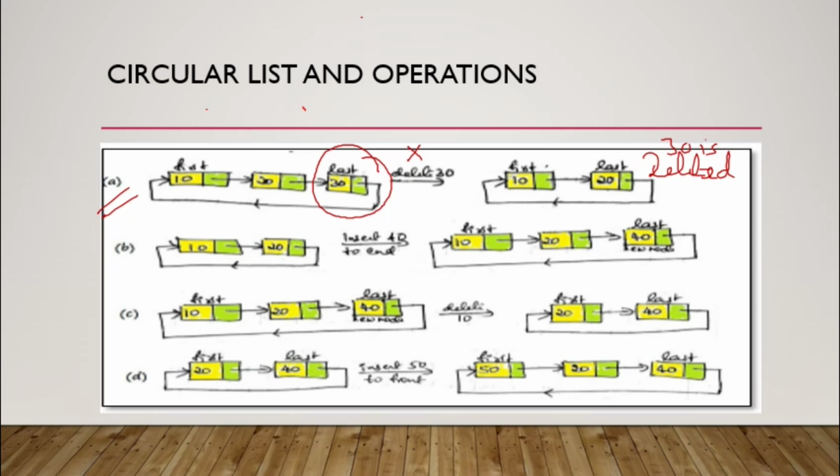The next one is exactly the other way around. The 20 is there, and we are inserting one more node at the end. Insertion at the end. So 40 is inserted here. How do we do that? Basically 20's next pointer, which is pointing to the beginning, we make it point to the temp, and the temp's next we make it point to the beginning. That is how we insert 40 at the end. So these two cases, A and B, are deletion and insertion at end.